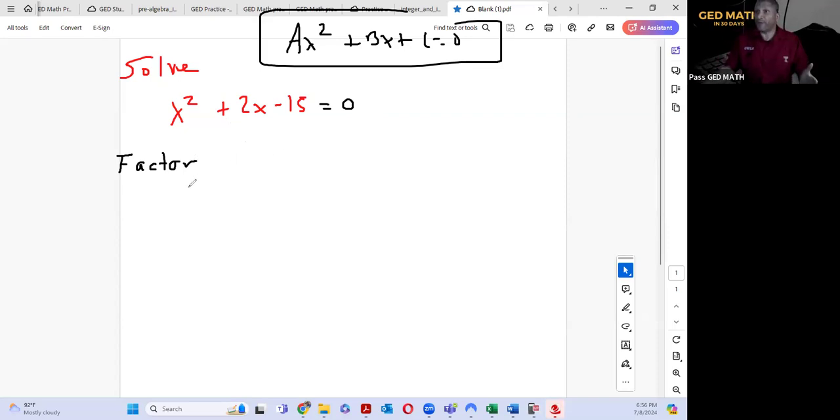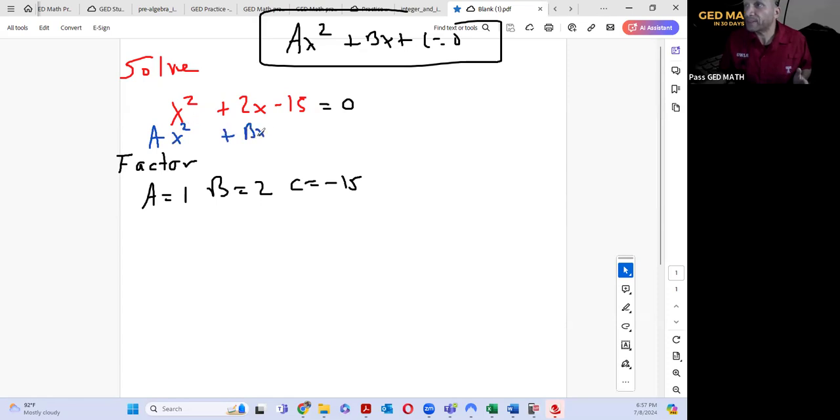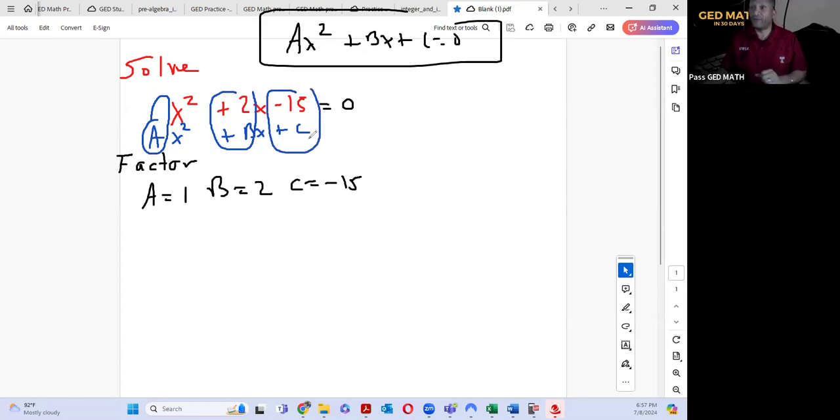So we're going to factor. So a is 1, b is 2, c is negative 15. What you doing, Mr. Tinsley? Where did you get that from? Did you just make that up in your head? Remember I told you, ax squared plus bx plus c. So my a, you don't see a number there, is 1. My b is 2. My c is negative 15. Does everybody understand that? Yes.